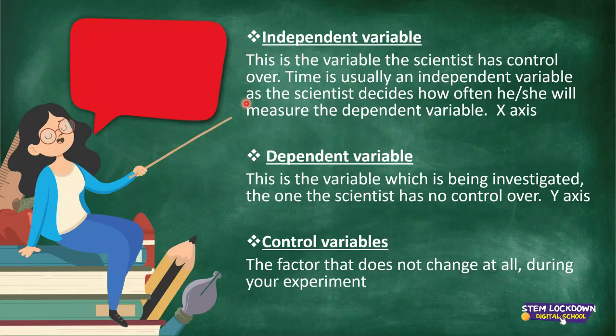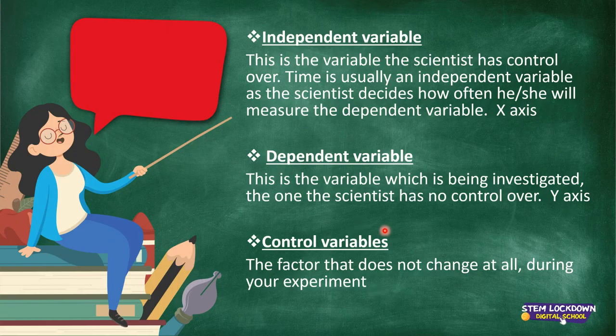So time is usually an independent variable. Guys, note that I said usually, not always. Usually, right? And with the example of time, scientists usually use it as the independent variable, okay? And graphically, it is represented on the x-axis, okay? Then the dependent variable, this is the variable which is being investigated. This is the one that you don't have control over, or the person who is performing the experiment doesn't have control over. And graphically, it is indicated on the y-axis.